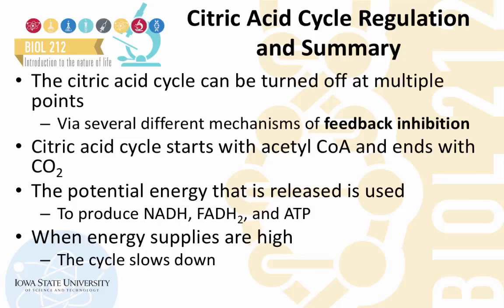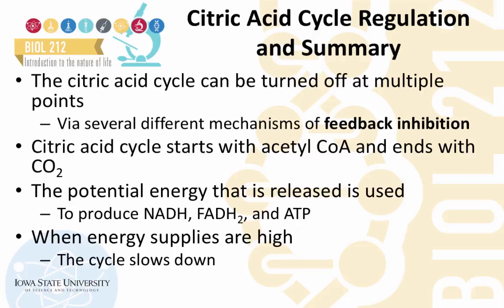Feedback inhibition plays an important role in regulating the citric acid cycle. This cycle can be turned off at multiple points. It starts with acetyl coenzyme A and ends with carbon dioxide. The potential energy that is released throughout the cycle is used to produce NADH and FADH2, which are high-energy intermediates, also known as electron carriers, and ATP.